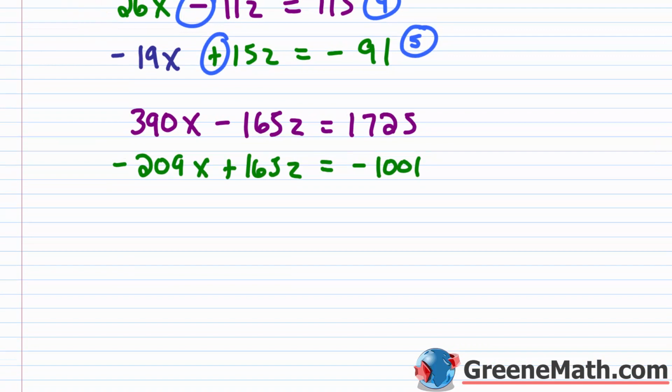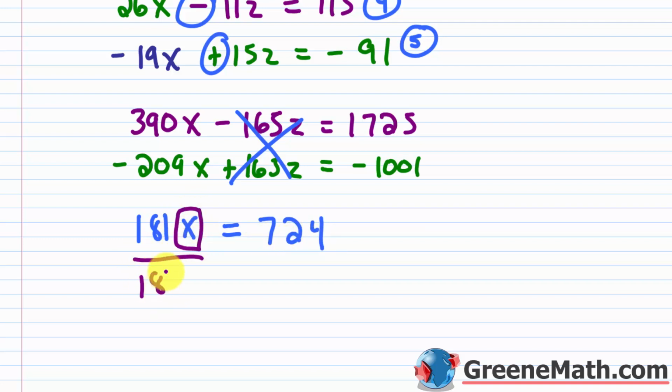So if we add the two left sides together, this is going to cancel. 390x minus 209x gives me 181x. And this would be equal to 1,725 minus 1,001, which is 724. Now, to isolate x, I want to divide both sides by 181. And what I'm going to get is that x is equal to 4. Right? 724 divided by 181 is going to be 4.